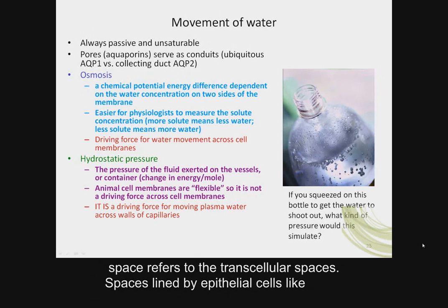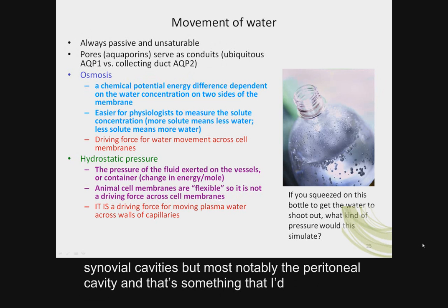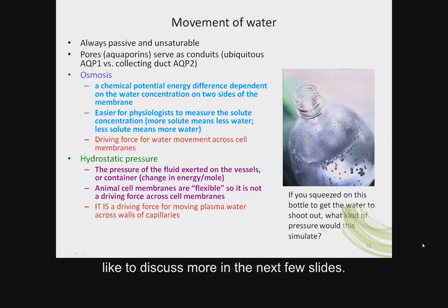The third space refers to the transcellular spaces. Spaces lined by epithelial cells like synovial cavities, but most notably the peritoneal cavity. And that's something that I'd like to discuss more in the next few slides.